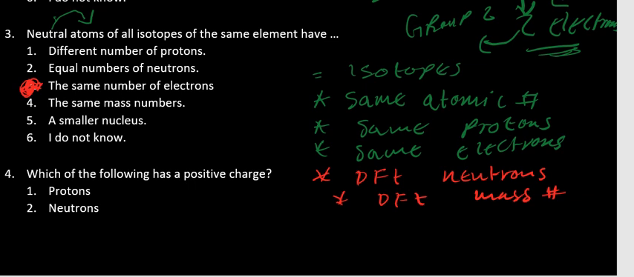So the first thing you need to understand is an atom, what an atom is made up of, okay. So you need to understand that an atom is made up of a positively charged proton. So protons are positively charged, okay.